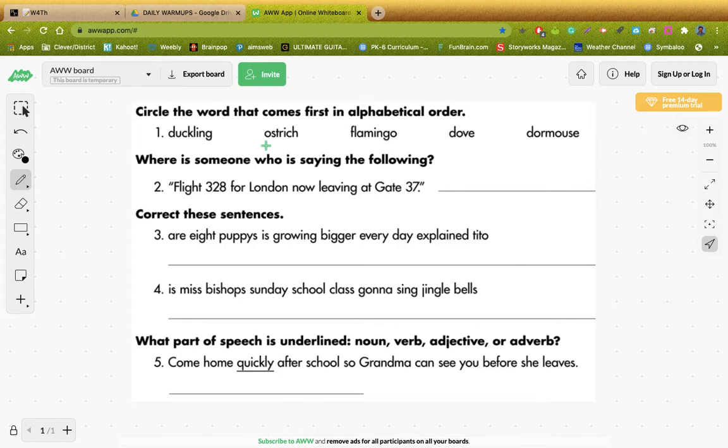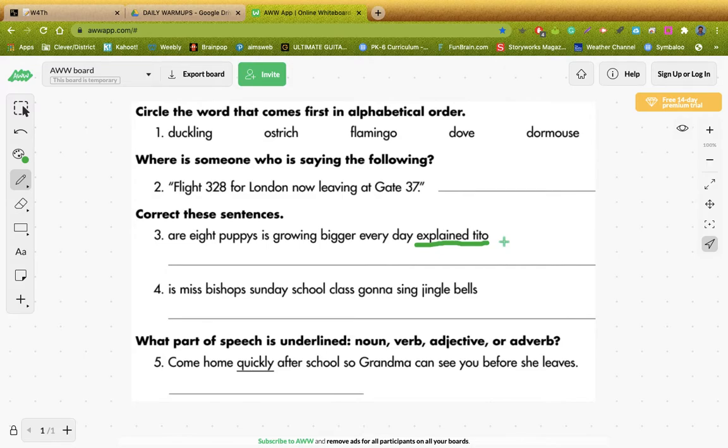Look at number 3. 3 and 4, correct these sentences. These are the big ones, right? So if you look at number 3, I'm going to point something out. I want to make it a better color. I want to point out we've got a speech tag. Now, a speech tag is telling us who's talking. So when we have a speech tag, we have to have quotations around whatever that person said.